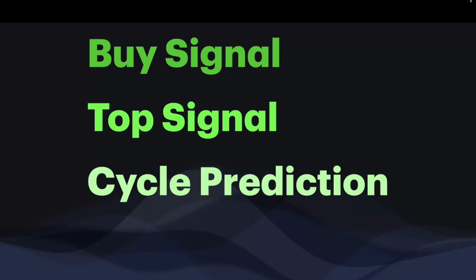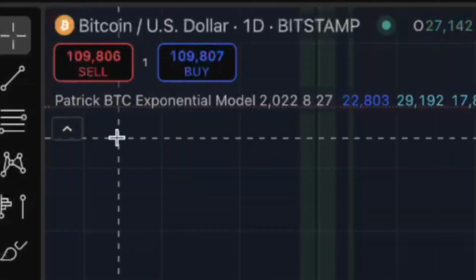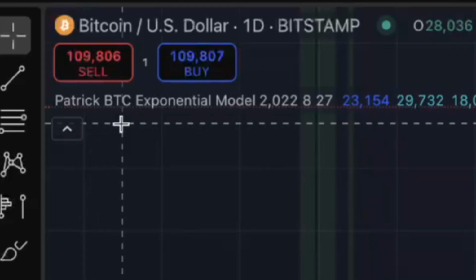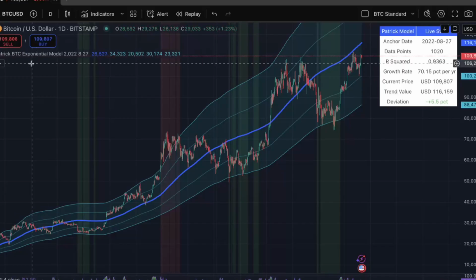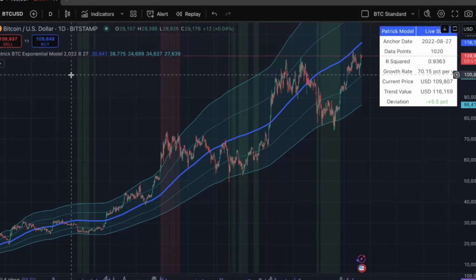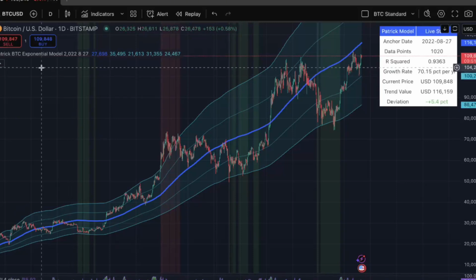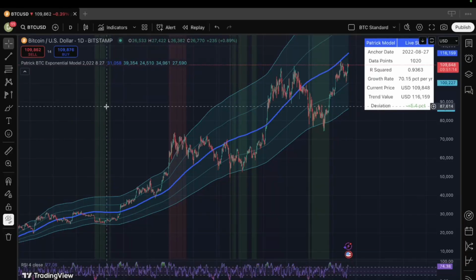But most interesting is that the buy signals it gives are really good. Let me show you here, and also I will show you how to find it. Here you can see it is named Patrik BTC Exponential Model. Patrik is spelled with CK, which is fine with me. And as I said, someone from the trading part community did this implementation and was so kind to even name it after me. So I'm very grateful about that.